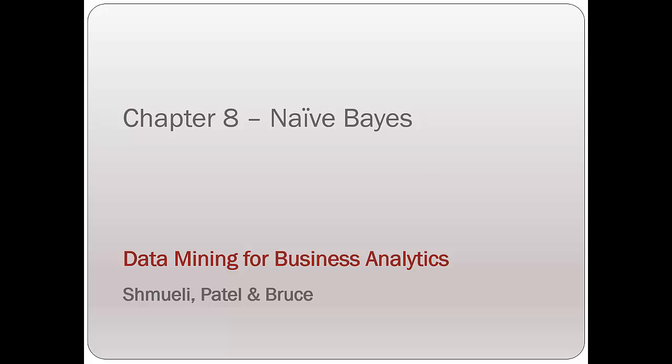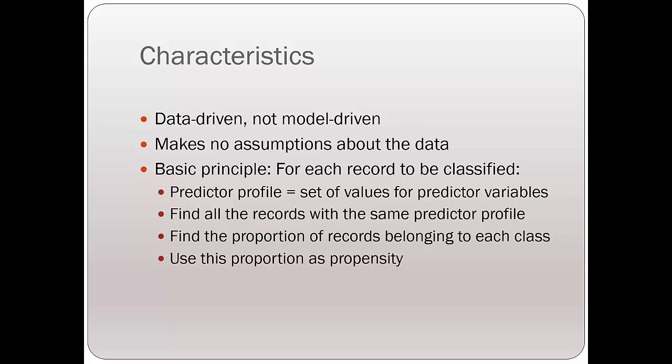The next chapter is called naive Bayes, and naive Bayes is a data-driven approach, which means there is no underlying model like in a regression model. So it's a non-parametric, like descriptive statistics type of methodology. It makes no assumptions about the data like normal distribution or skewed or not skewed.